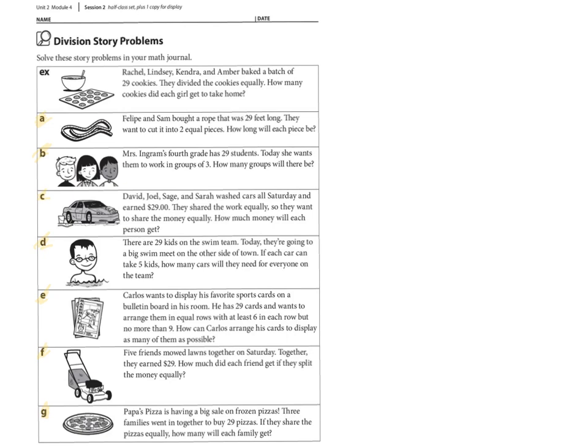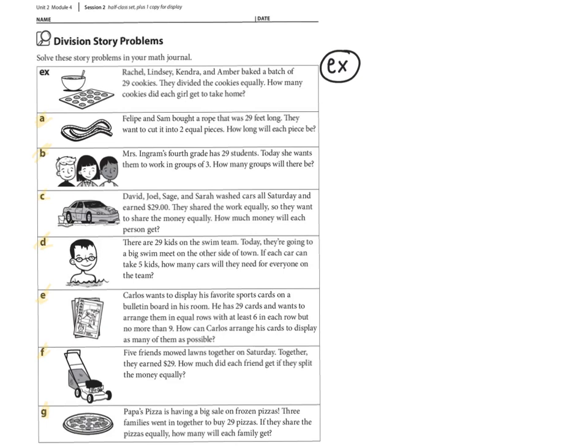So we're going to do the example together. So if you want to write it down, you can, but you do not have to. So if I'm labeling them, I might put EX and a circle so that I know that I'm doing the example. So the example says, Rachel, Lindsay, Kendra, and Amber baked a batch of 29 cookies. They divided the cookies equally. How many cookies did each girl get to take home?